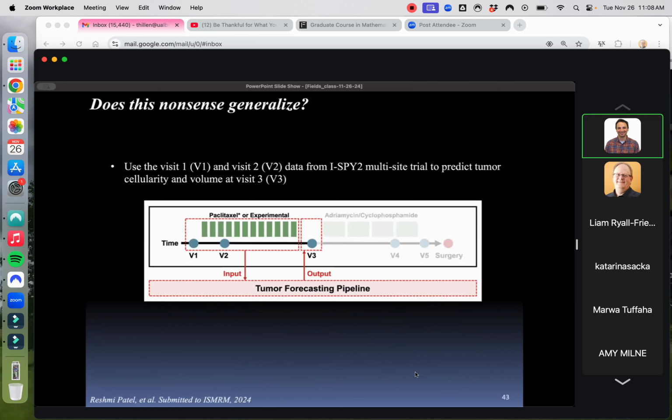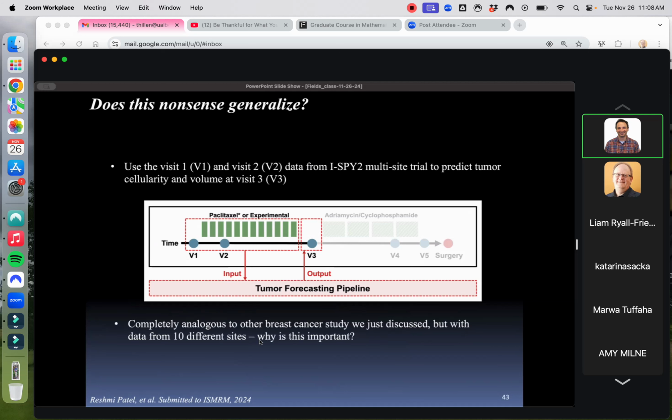So the question is, does it generalize? So the stuff I'd shown you before was all studies that we were intimately involved with. This is now using publicly available data. This is from the I-SPY data, so it's a multi-site trial, but it's the same kind of design. You have visit 1 and visit 2. You calibrate to predict forward in time.